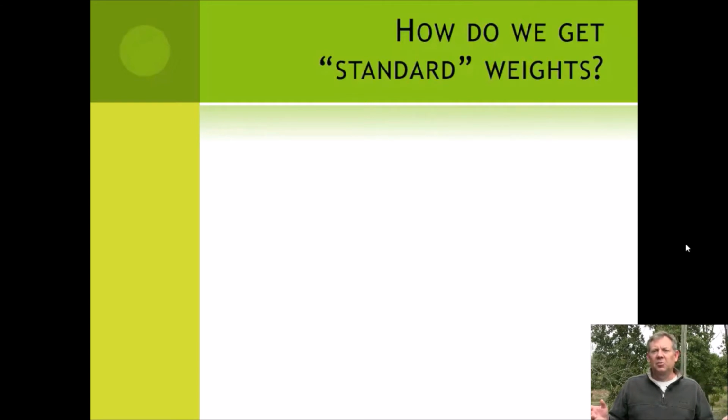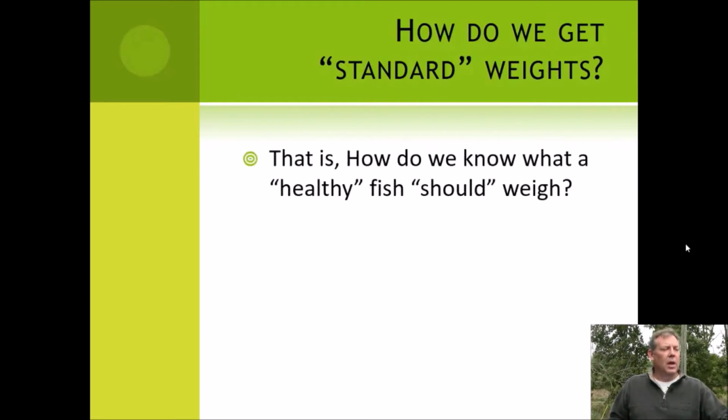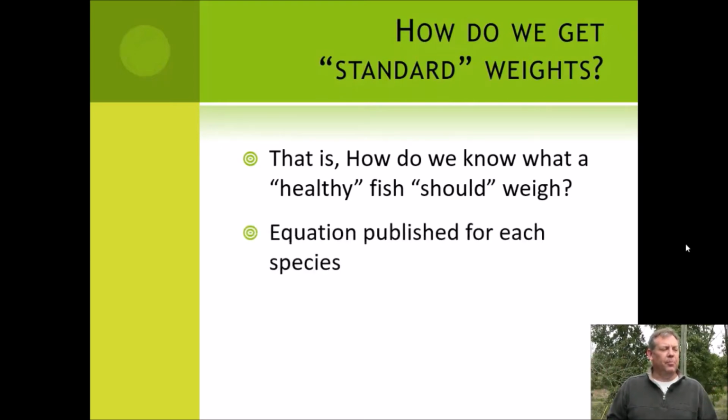The obvious question is, who decides that? How do we define what a standard weight is at any length? How much should a healthy fish weigh at any length for a given species? The way we do this is there's one equation published for each species, and somebody has to go out and do the math and figure out this equation. Not all species have them, but all common species do, and we're adding to this every day.